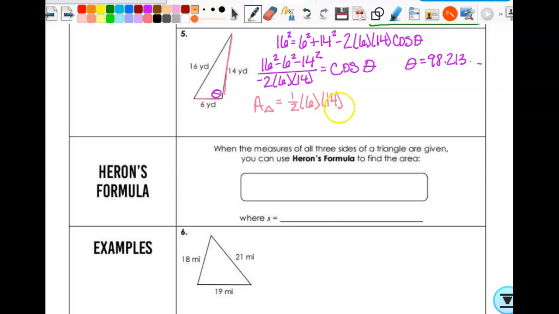Okay, 6 times 14 times the sine, and I'm going to put the sine of x because we called it x. So if you want that exact thing to happen in your calculator, you type in 1/2 times 6 times 14 times the sine, and this time do alpha x, and then you can see that it's actually what you want, and hit equals. You should get 41.569 yards squared.